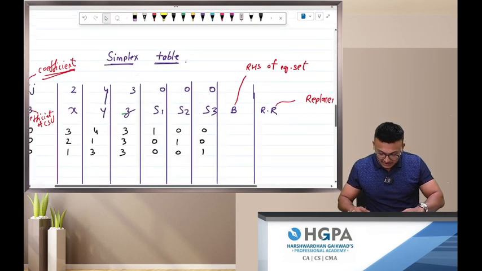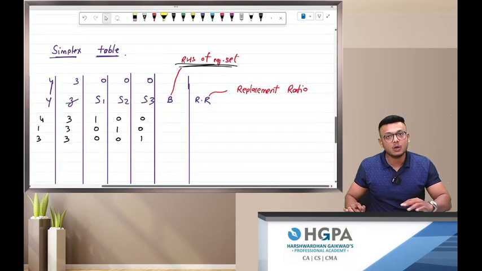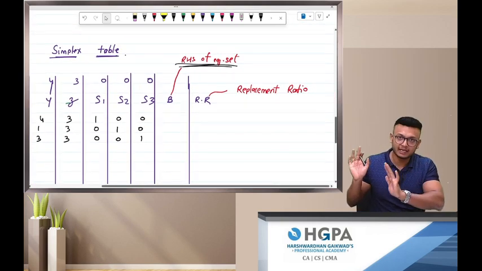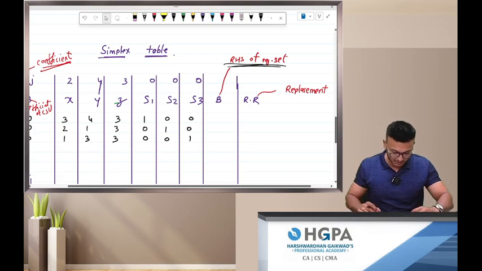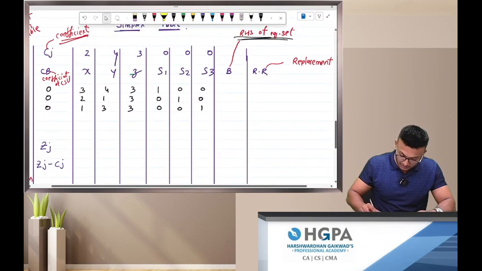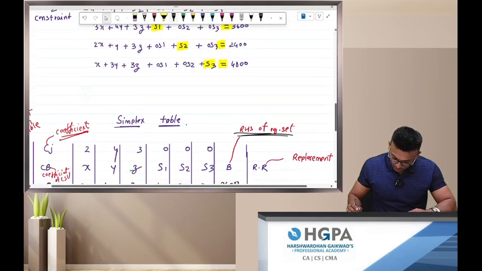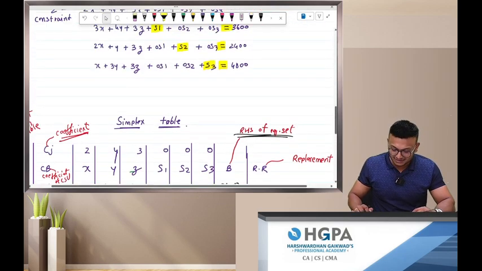The B stands for the right hand side of the equation set, those numbers. And R stands for replacement ratio, which I will tell you how to compute at the end. Everyone pay attention. Pause the video, you can draw the columns while I wait. So what is B over here? 3600, 2400 and 4800. That's the B, the right hand side of the equation.